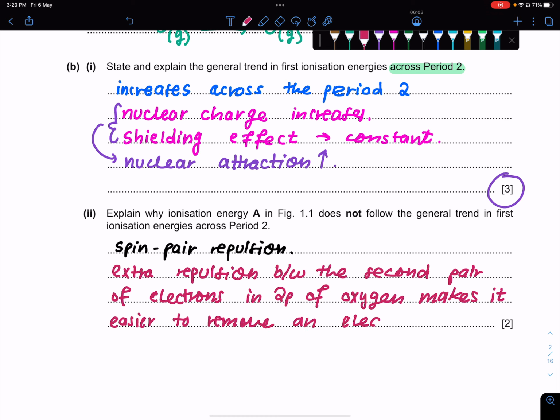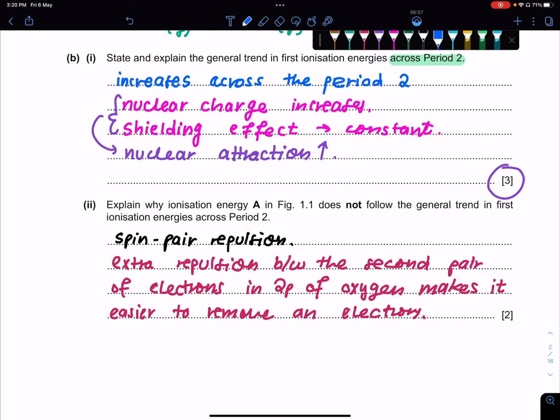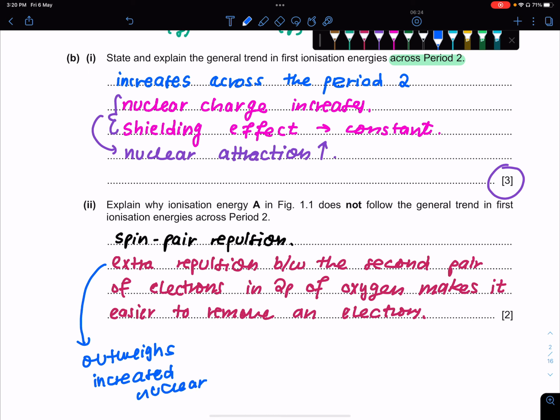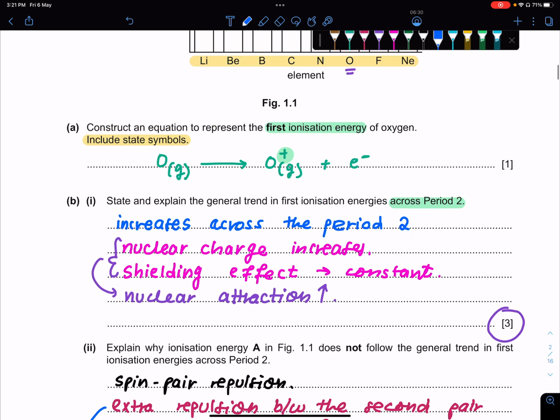So why is it easy to remove an electron? Because of the extra repulsion, and that extra repulsion outweighs the increased nuclear charge. I mean, it all makes sense, right? So yeah, this is done here. 2 marks, very easy, right?